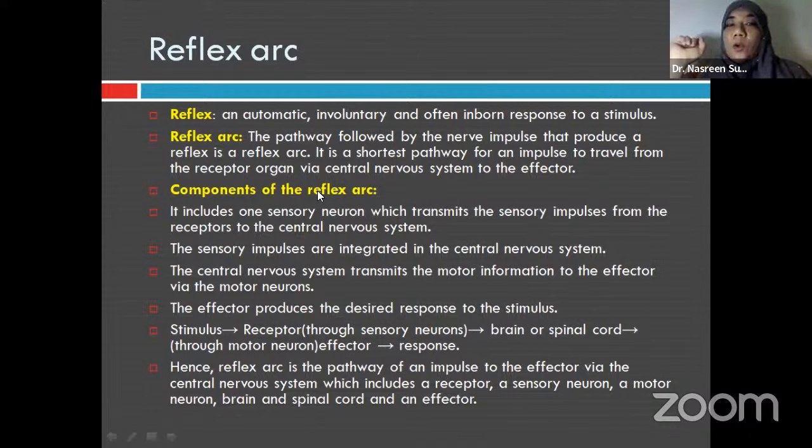Coming to the components of reflex arc. Majorly, in this reflex arc there will be one sensory neuron, then your receptor. Then there will be spinal cord or brain. Mostly it will be spinal cord. And then there will be effector. And finally there will be response. So what will happen once there is stimulus? I'll show you with an example.